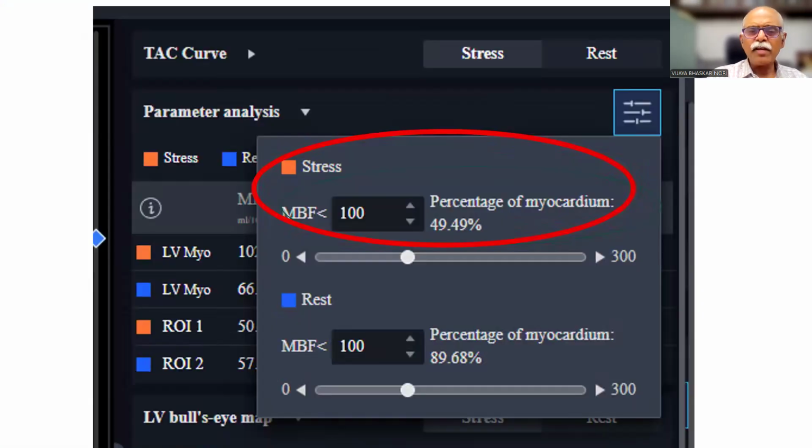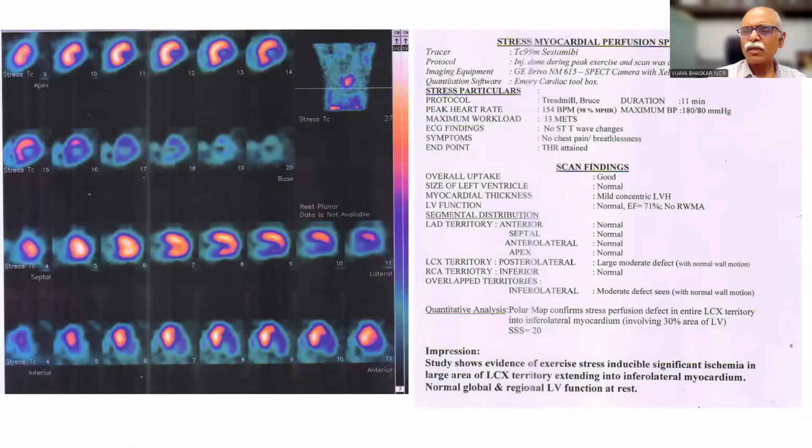This patient is awaiting revascularization, and on the CT perfusion study, the amount of ischemic myocardium is 49.49% in all 3 territories. That is significant ischemia, and the patient is awaiting a revascularization procedure. So this is a nuclear medicine SPECT stress perfusion study, which shows stress-inducible significant ischemia in a large area of LCX extending into infralateral myocardium. But in the infralateral myocardium, the LVEF is maintained.